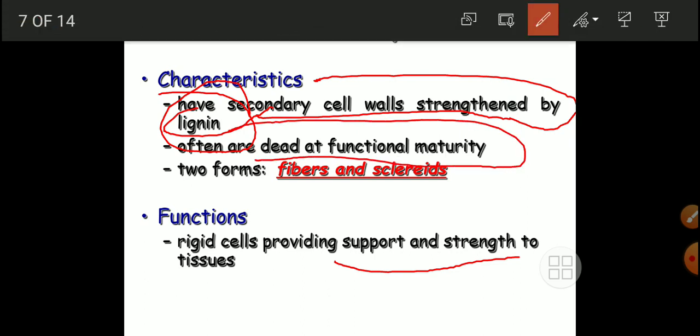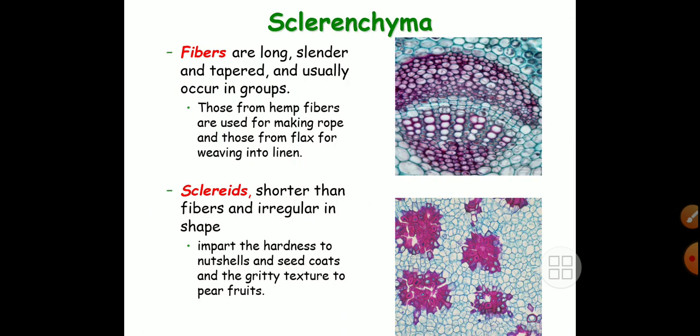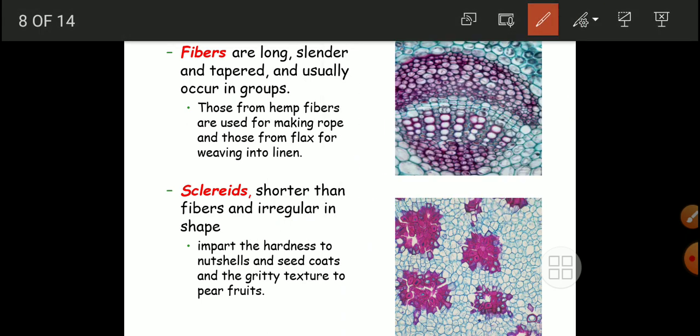त्याच्यामध्ये दोन फॉर्म्स आहेत. There are two forms of this, we have to say that the sclerenchyma strength providing tissue are the fibers and sclerites. Fibers and sclerites. Now fibers, we have to talk about the sclerenchymatous fibers are long. त्याला फायबर काय म्हटलं, long, slender and tapered and usually occur in a group.